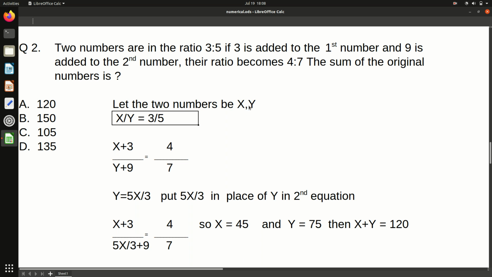Now to get x plus y, we have to find the value of x and the value of y, and that is simple because we have two equations and two variables, x and y. So just solve these two equations, get x and y, and do x plus y. That's all. I hope it is very simple to solve these two equations.